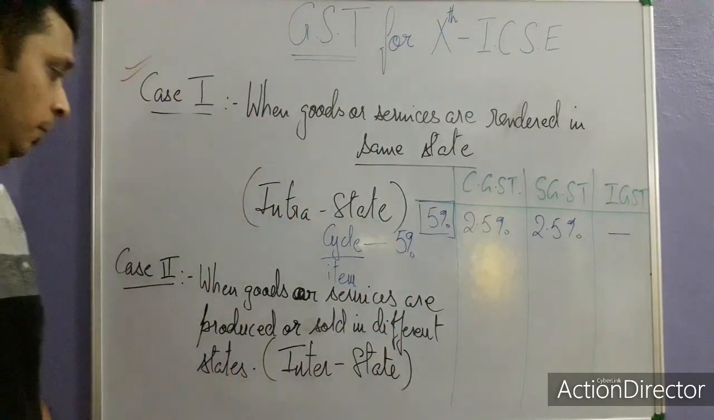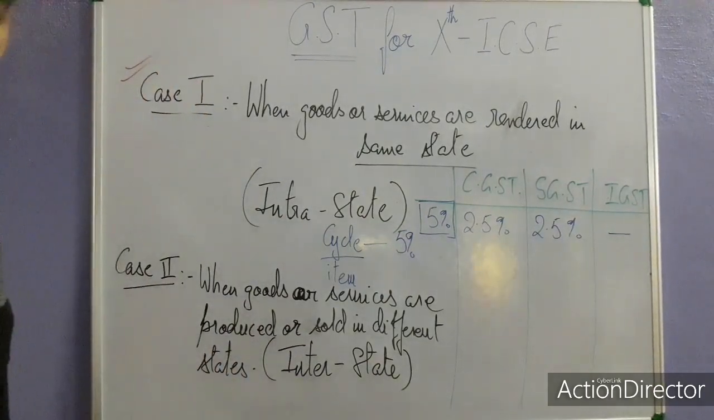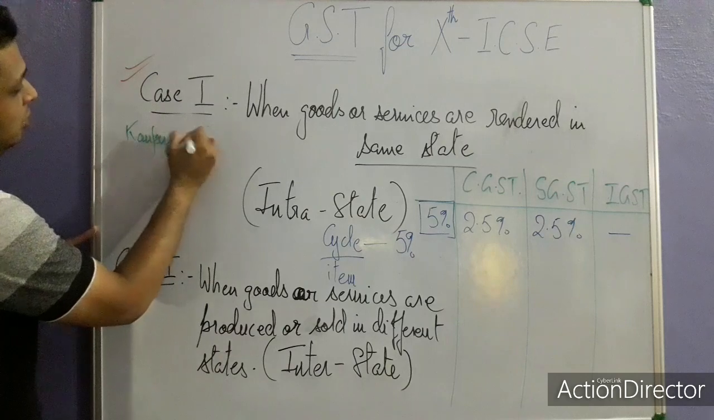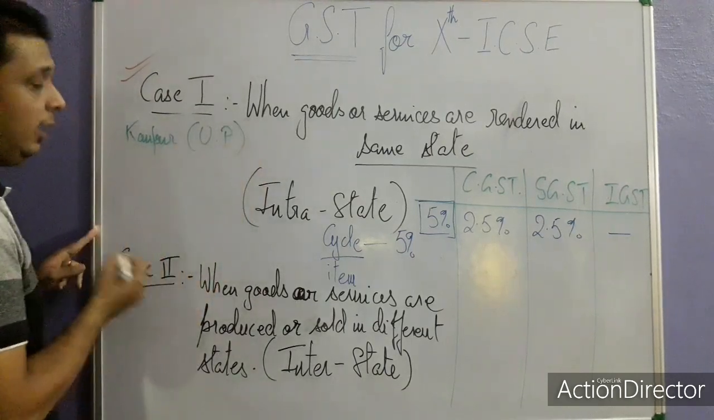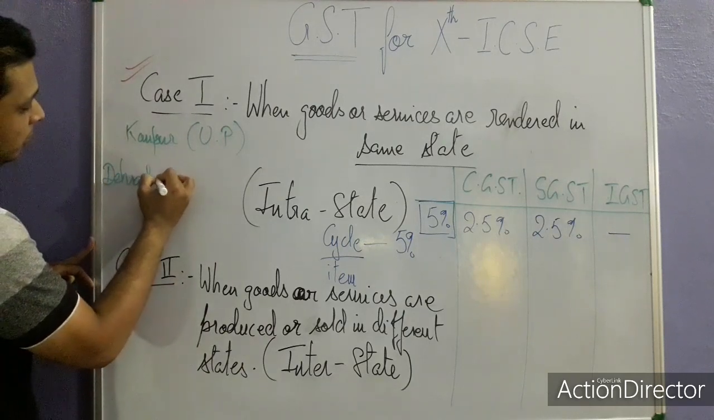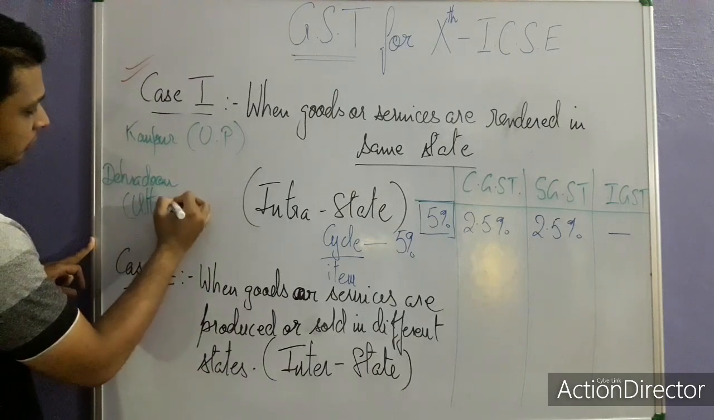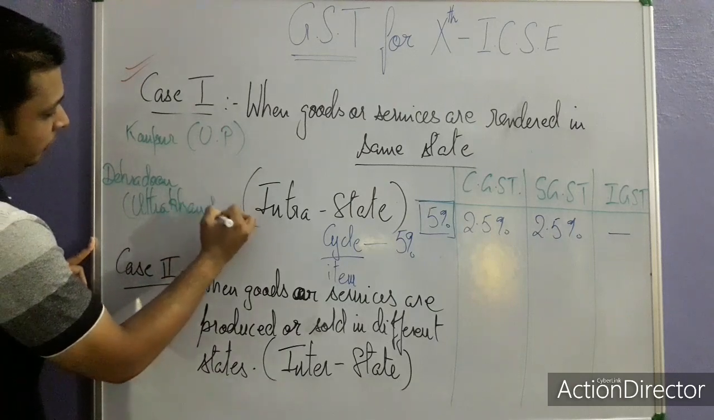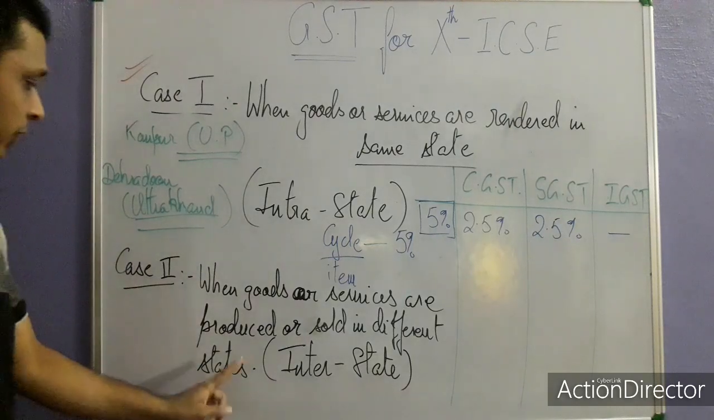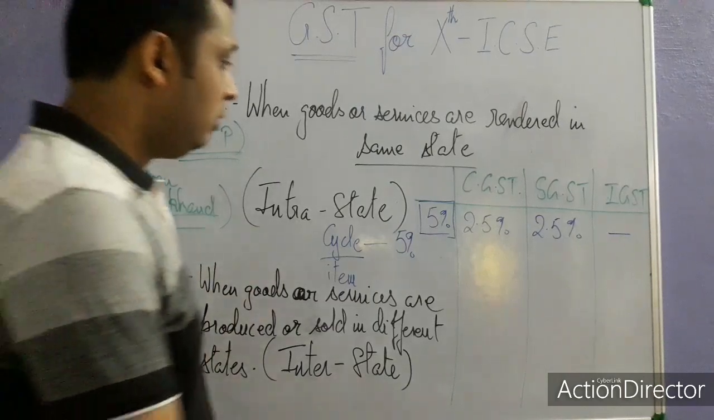So what happens here now? Now you understand this thing in this way. Suppose you have a manufacturer in Kanpur, whose state is UP, isn't it? And you have a buyer in say Dehradun, whose state is Uttarakhand, isn't it? Now you know that both of them are in two different states. Clear? So now we are in the second case as we are discussing. So what will happen here now?